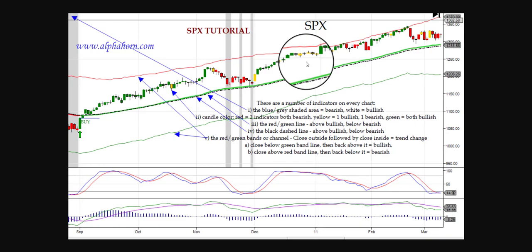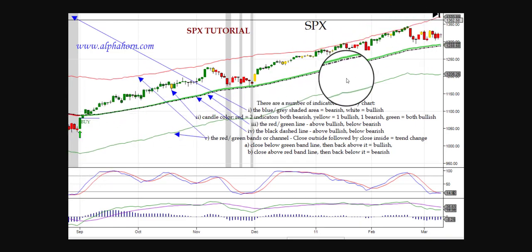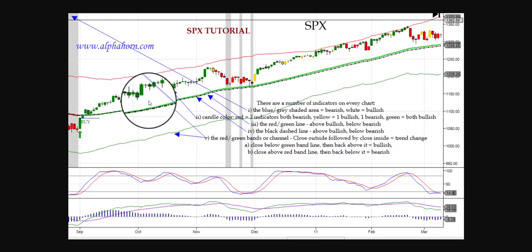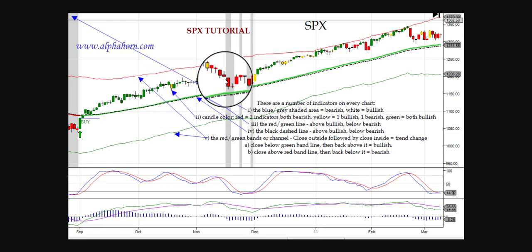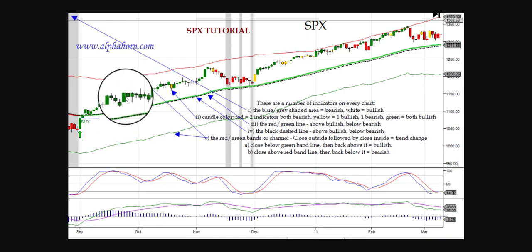When you look at a chart that's part of the Alphahorn swing system, what you'll see is three different colored candles. The candle will either be green, yellow, or red. The colors tell us what's going on. There are two different indicators that together combine to form the color of these candles. If both of those indicators are on a bullish trend, then the candle will be green.